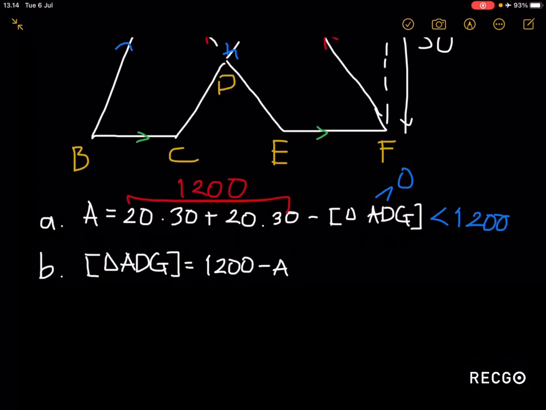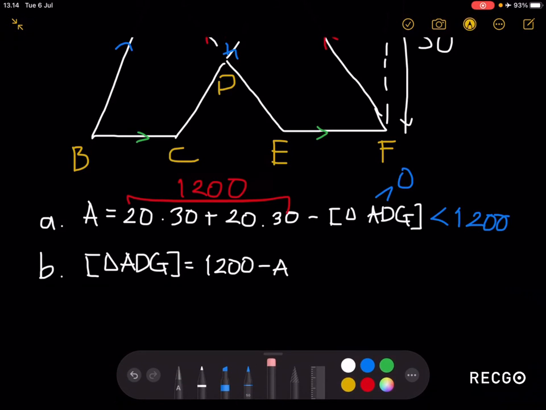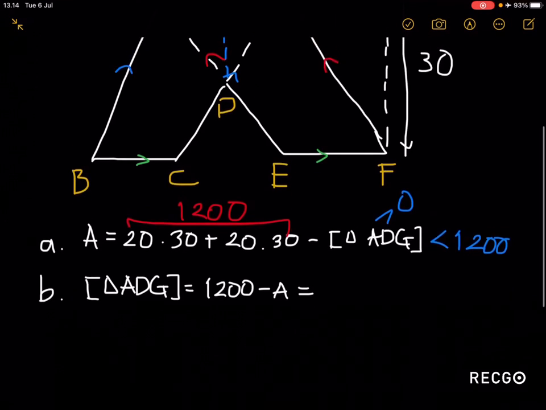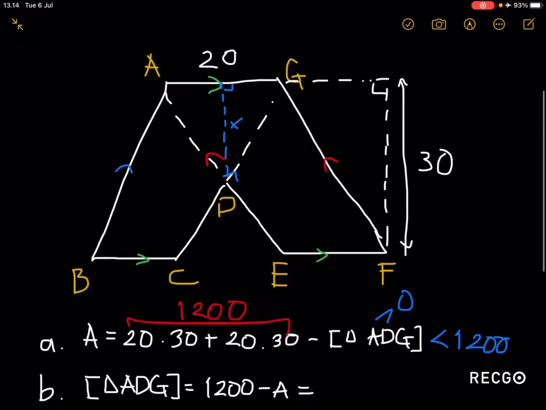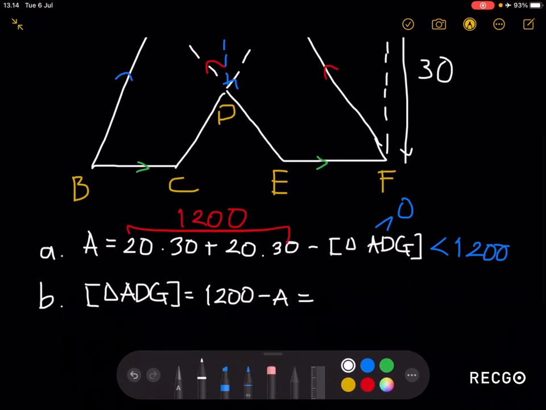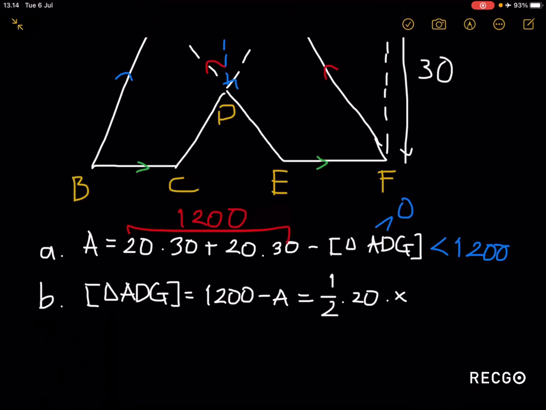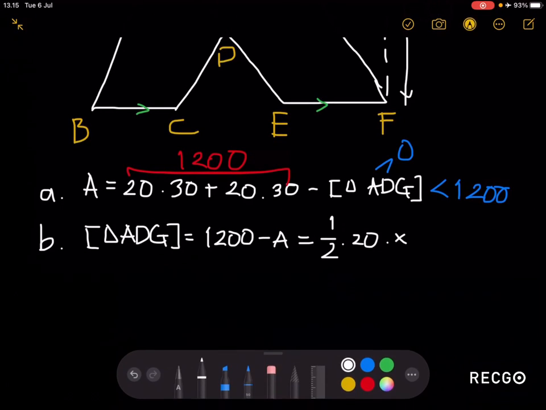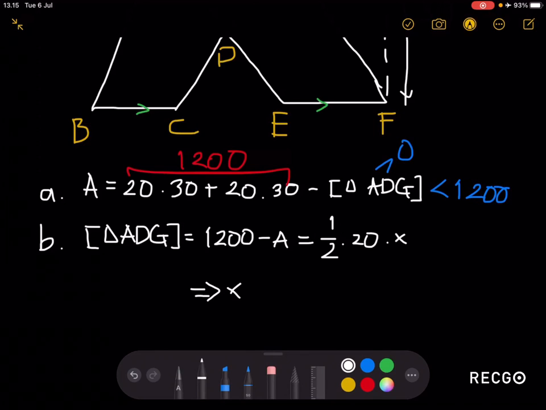Alright, for part B it's a little bit simpler. Notice that I've just rewritten our original equation up here in terms of our area ADG. Notice that the area of ADG, according to our diagram, is equal to a half times its base 20 times its unknown height x. So we can just write that. Now expressing this in terms of x, we'll get that x is equal to (1200 minus A) over 10.